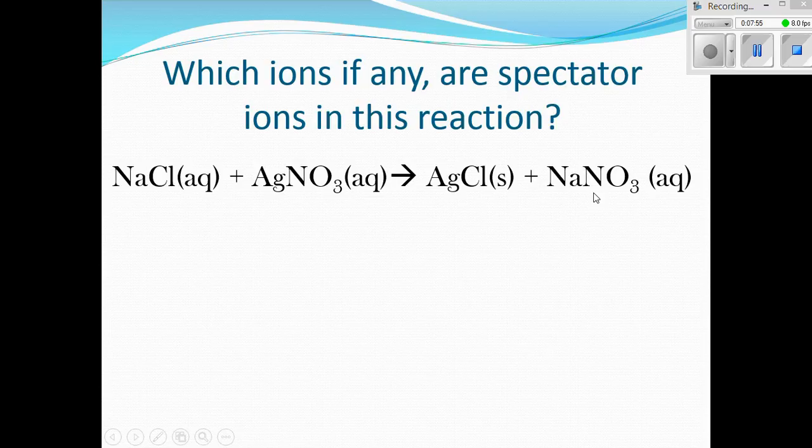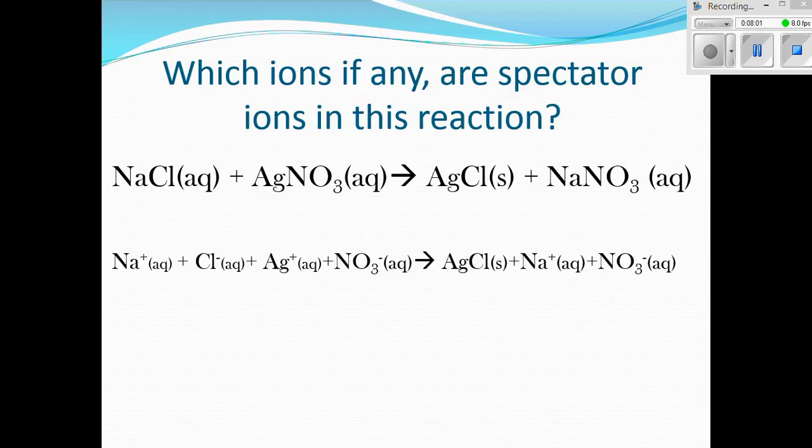Okay, so the first thing I want to do is break up the strong electrolytes into their respective ions, which are when they're aqueous. So sodium and chloride, silver nitrate, and then since this is solid, it does not get broken up into ions. And then we have sodium and nitrate. And keep in mind they're ions, so we are showing all the charges and showing the states of matter, aqueous or solid.